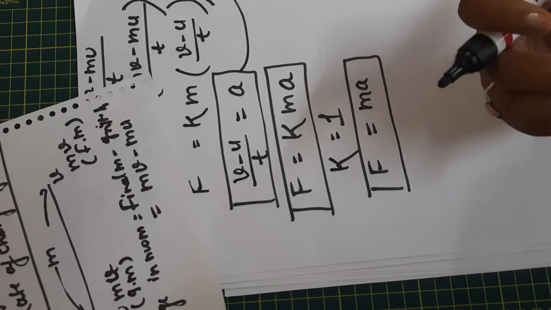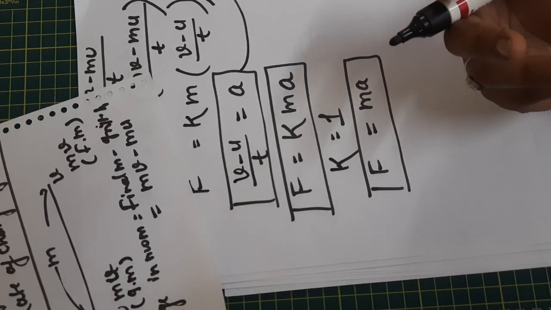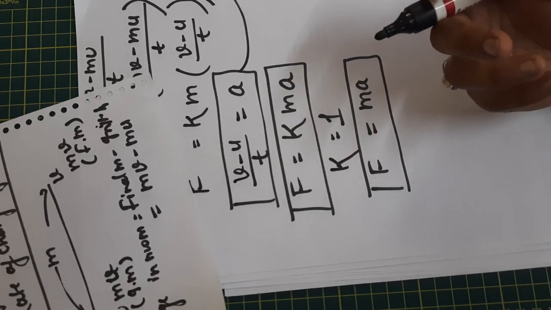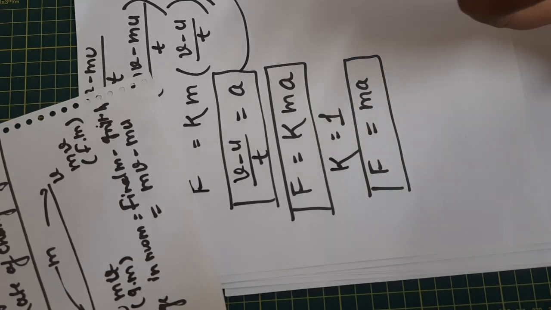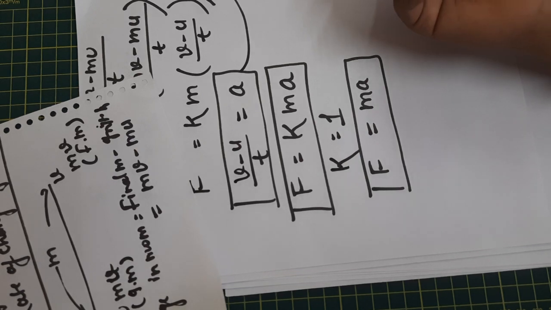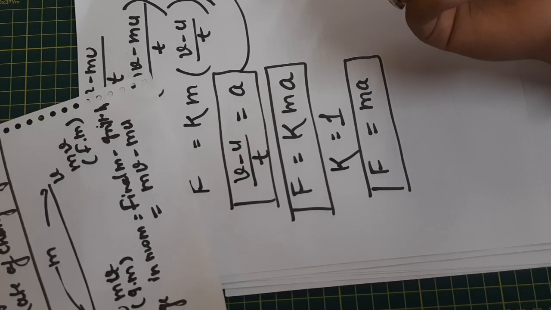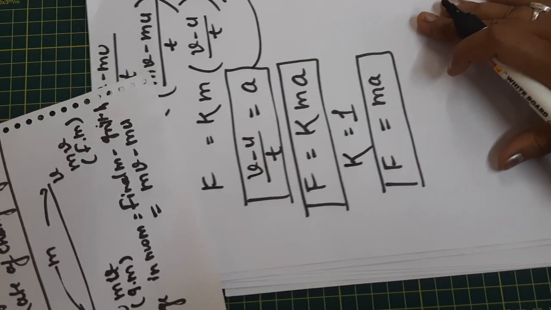The first law gives us the definition of the force. The second law gives us the mathematical formulation of the force. That means with the help of the second law, with the help of this formula, we can calculate the amount of the force that is applied on the object. Now this is the formula for the force.